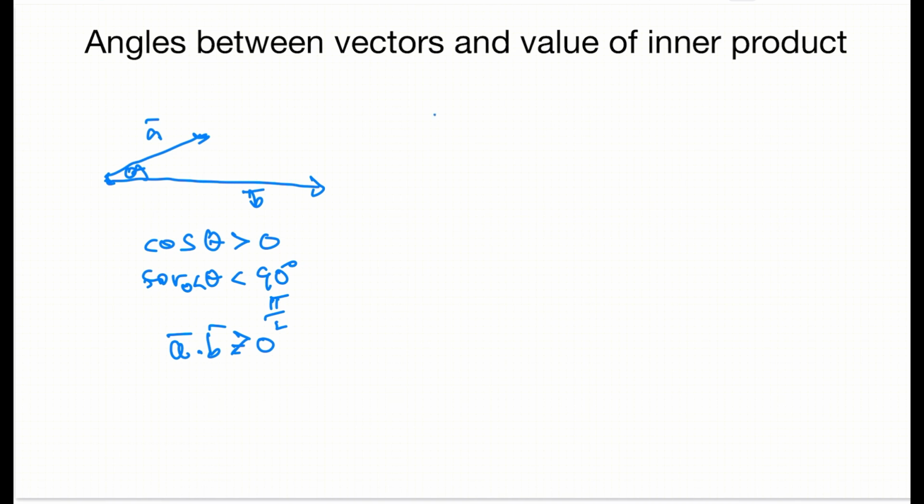Now let's look at when the angle is 90 degrees. There's our B vector, our A vector, and it's 90 degrees. In this case, the cosine of 90 degrees, as we just saw from the graph, is 0. Therefore, A dot B is equal to 0. So when they are perpendicular, that's the case that we get.